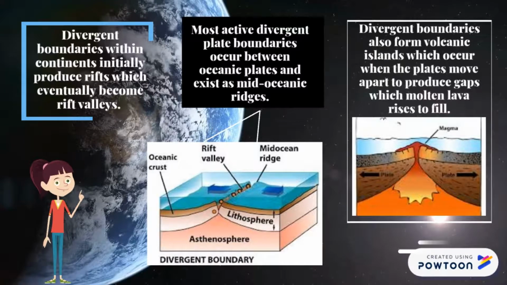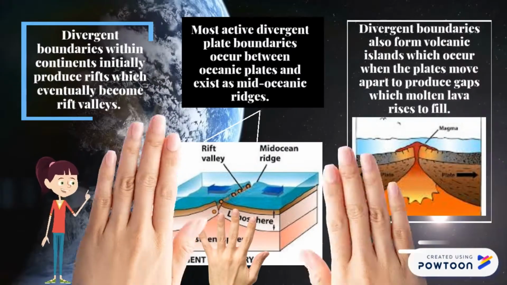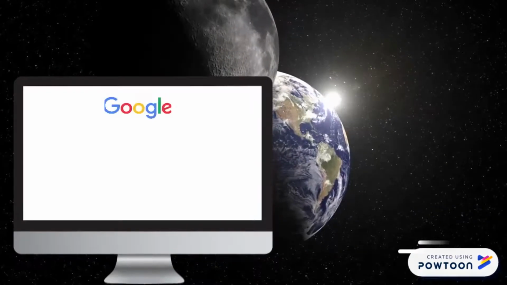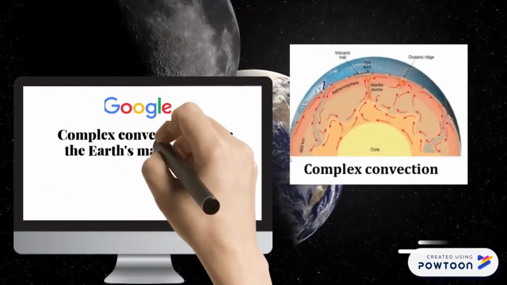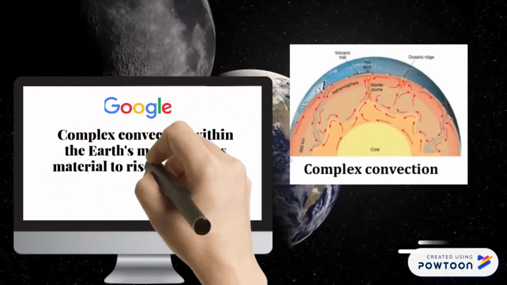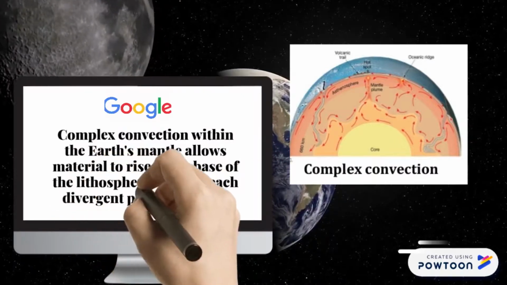Divergent boundaries also form volcanic islands, which occur when the plates move apart to produce gaps which molten lava rises to fill. Current research indicates that complex convection within the Earth's mantle allows material to rise to the base of the lithosphere beneath each divergent plate boundary.